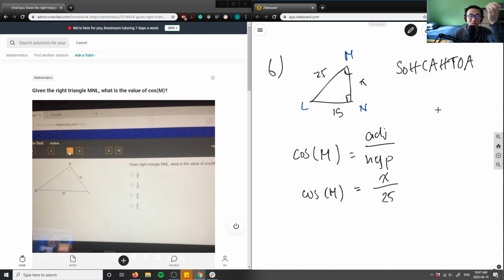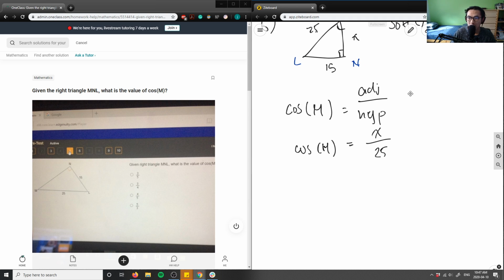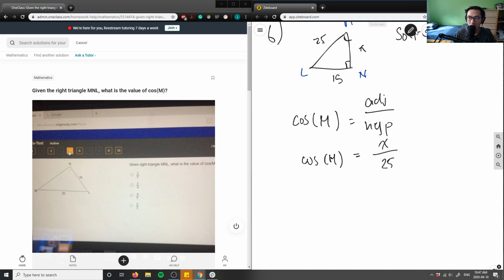But we have to solve for x first. How do we solve for x? We can solve for x through the Pythagorean theorem. The Pythagorean theorem is c squared equals a squared plus b squared. My hypotenuse is already c squared, so I can rearrange the formula and say c squared minus a squared equals b squared, and b squared here is my x squared. So 25 is my c, this is a, and I'm solving for x.